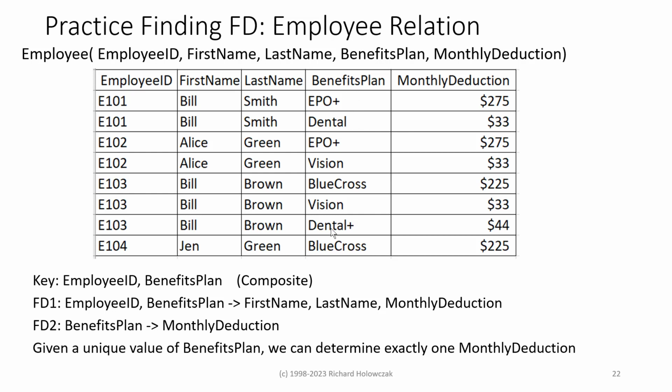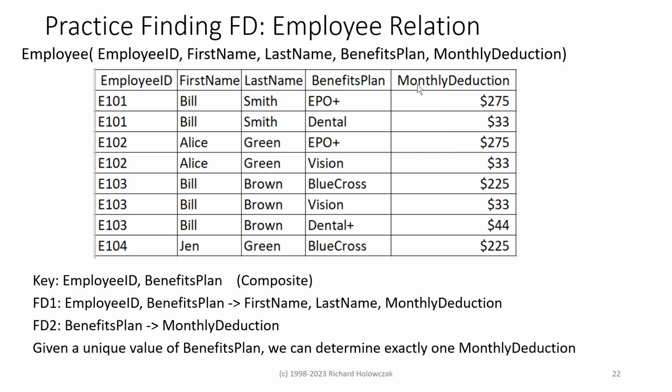If you know what the benefits plan is, you can tell what the monthly deduction is. If you know the benefits plan, you can't really tell any other values. You can't tell employee ID, first name, or last name. If I give you EPO Plus, you can't say anything about who exactly is the employee that has it, because multiple employees have EPO Plus. But you can say exactly what the monthly deduction is.